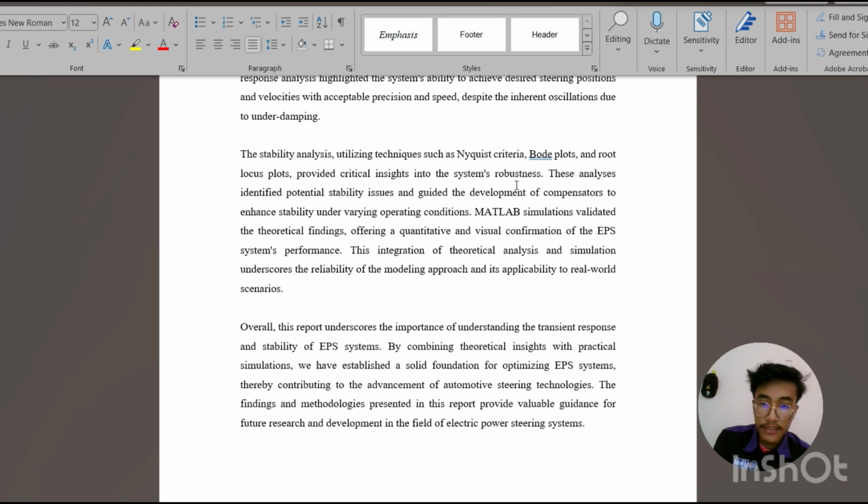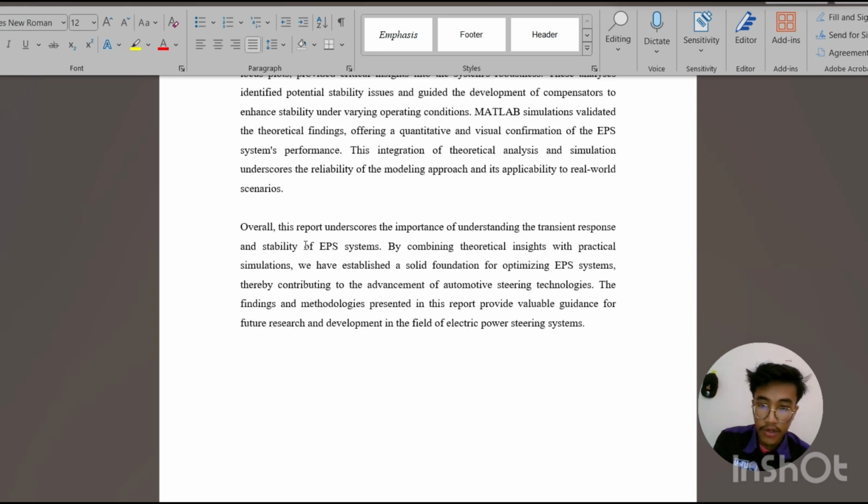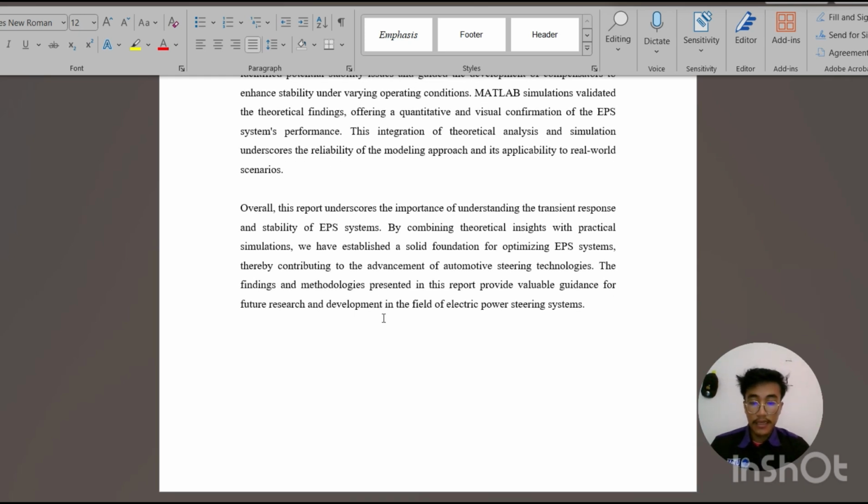The stability analysis utilizing techniques such as Nyquist criteria, Bode plots, and root locus provided critical insight into the system robustness. Overall, this report underscores the importance of understanding the transient response and stability of EPS systems. By combining theoretical insight with practical simulations, we have established a solid foundation for optimizing EPS systems, thereby contributing to the advancement of automotive steering technologies. The findings and methodologies presented in this report provide valuable guidance for future research and development in the field of electric power steering systems. So that's all from me.